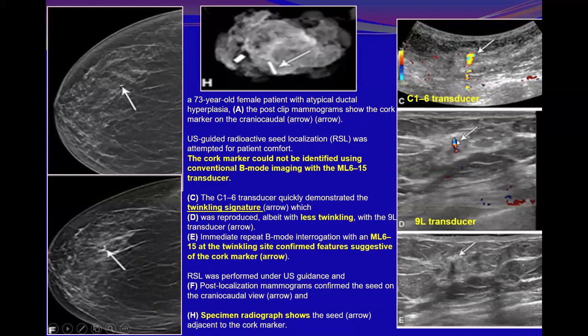And from this twinkling artifact, the site is suggestive of the marker. Seen in grayscale, they remove the color box and just check it. And here we can see, checking in the grayscale, the coil or the clip, the clips with posterior shadowing. And then it's confirmed in the post-surgical specimen.